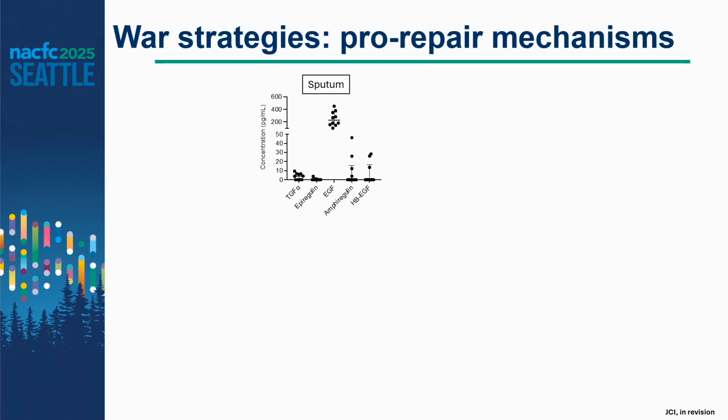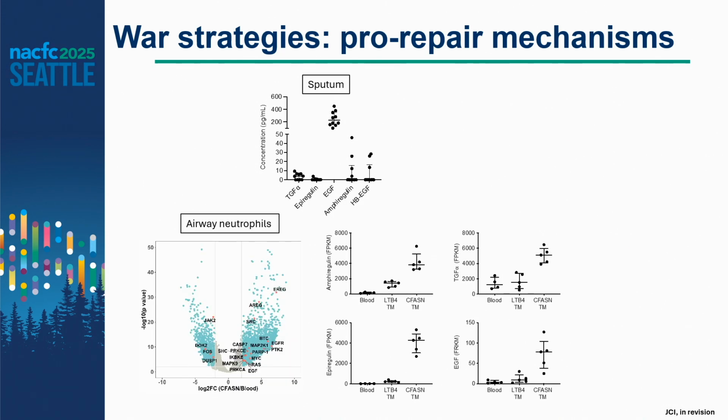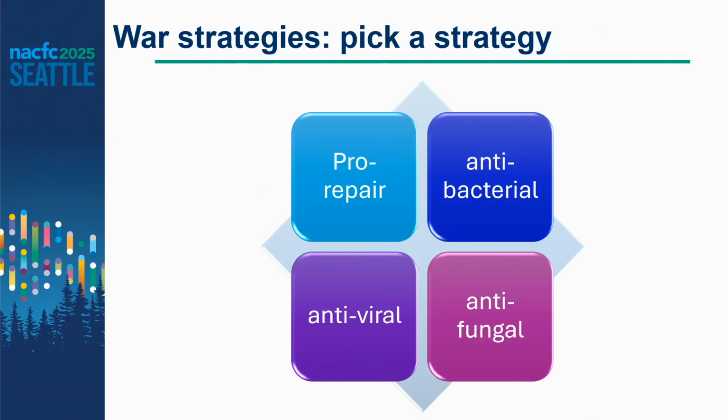We find the ligands in the sputum. We found that neutrophils can actually express these ligands and release them. And we find that EGFR can actually be transferred to the epithelium via extracellular vesicles. So what if our immune system is actually tuned towards pro-repair and antiviral mechanisms at the expense of an antibacterial and antifungal performance?